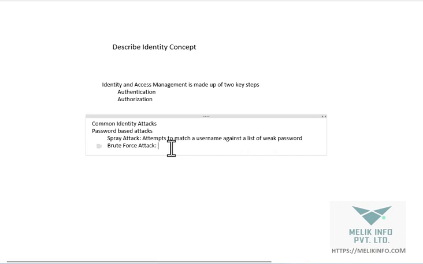Now if we talk about brute force, in a brute force attack, it tries many passwords against one or more accounts. So these are password based attacks.